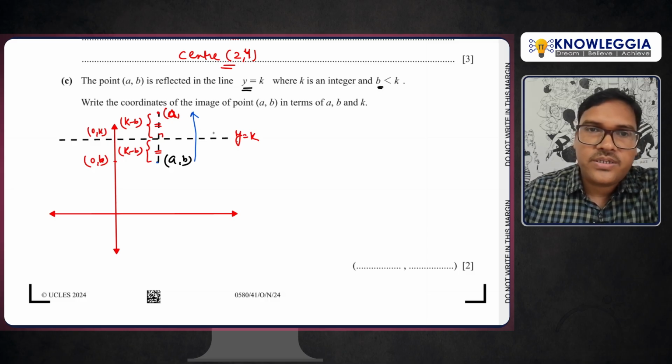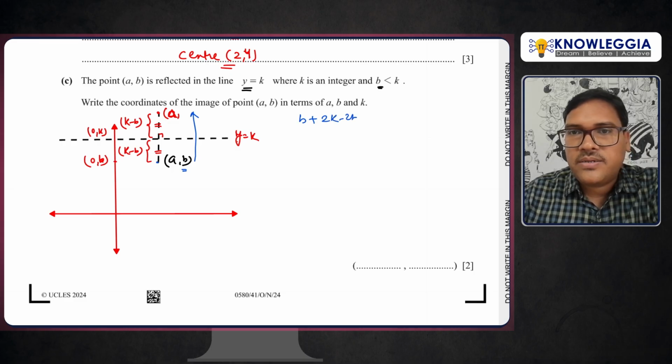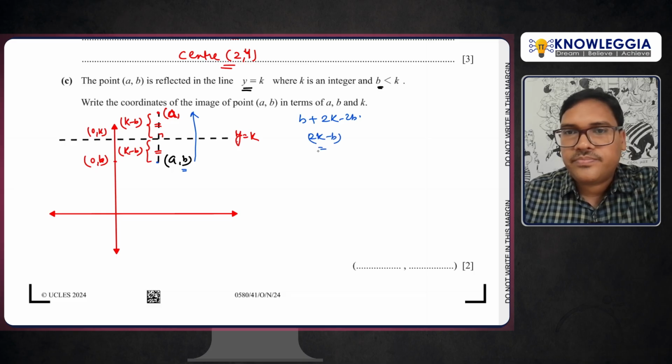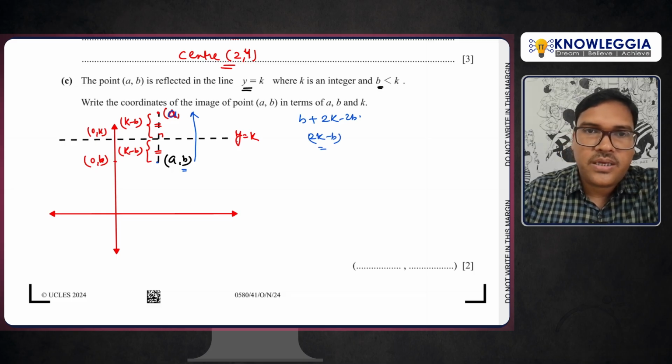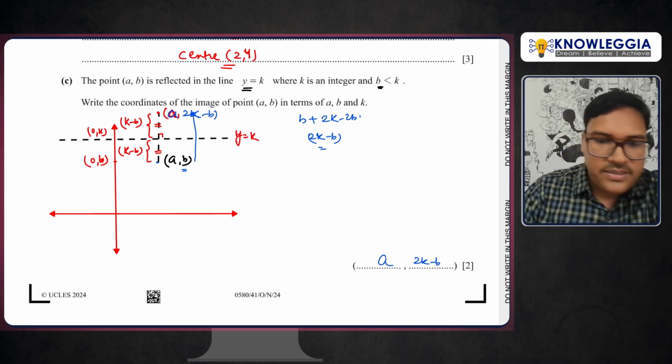So the y coordinate will become b, because the y coordinate of this is b, and we will add k minus b plus k minus b. So what is this? 2k minus b. So what is the coordinate of this point? A comma 2k minus b. So what is the answer? A comma 2k minus b.